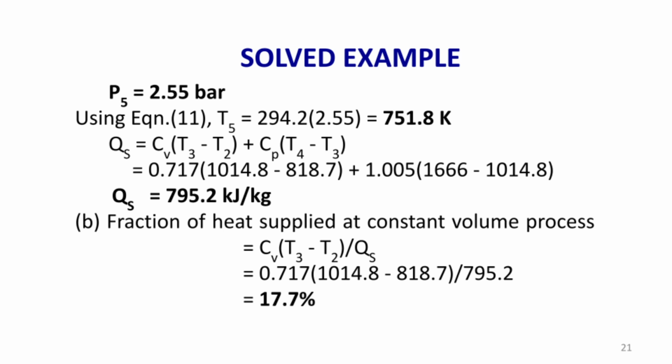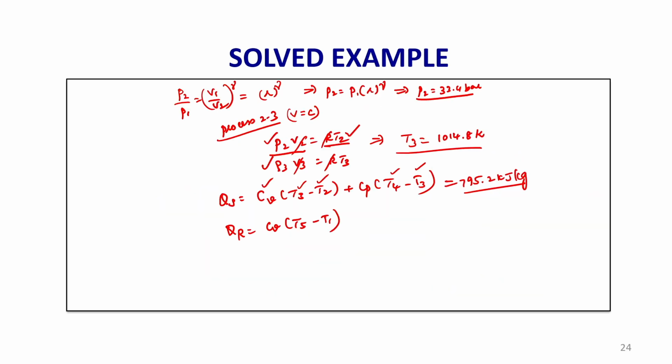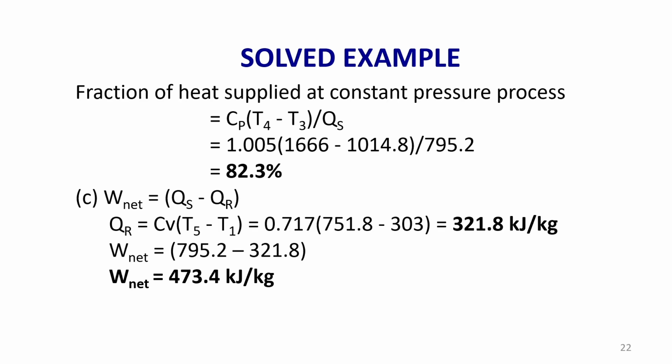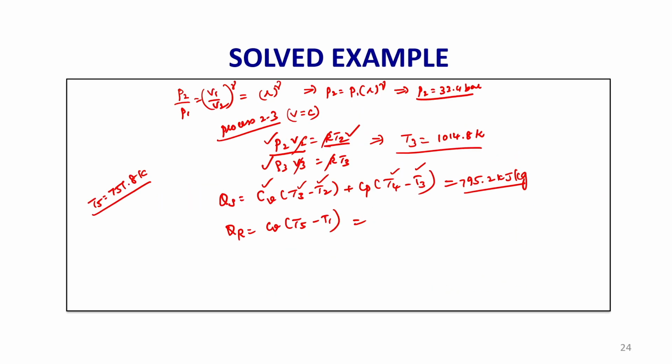Due to time constraint, I am not doing a detailed calculation, since it is already provided in the PPT. So, T5 is 751.8 Kelvin. So, we can substitute and you will get QR. Here I have calculated QR with T5 minus T1, that is 321.8 Kelvin, giving 321.8 kilojoule per kg. So, QS and QR are calculated.